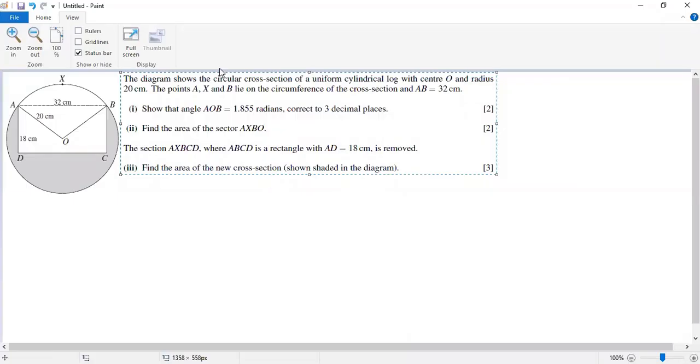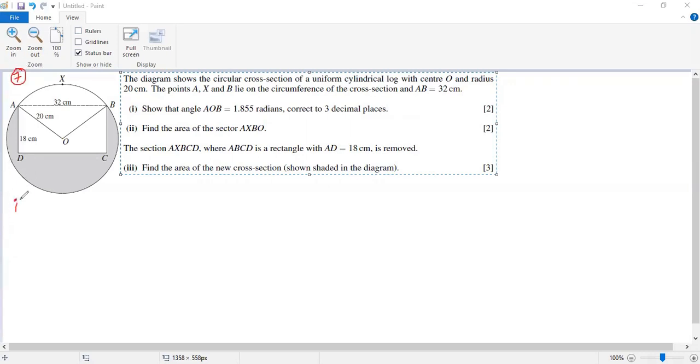And let's start. The diagram shows a circular cross section of a uniform cylindrical log, with center O and radius 20. The points A, X, B lie on the circumference of the cross section, and AB is 32 cm. Show that the angle AOB is 1.855 radians, correct to 3 decimal places. So this is number 7 now on the paper.